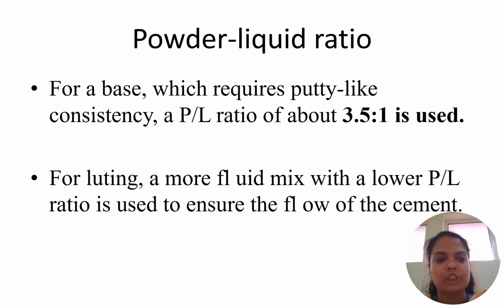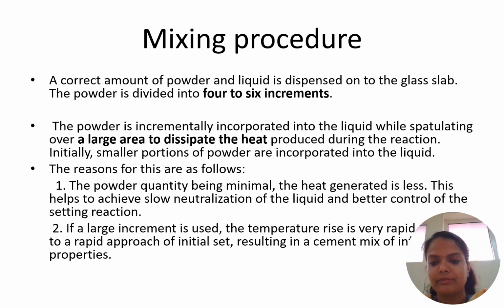The powder-liquid ratio. For a base which requires putty-like consistency, a powder-liquid ratio of about 3.5:1 is used. For luting, which is a more fluid mix, it requires a lower powder-liquid ratio to ensure that there is flow of the cement for luting purposes.